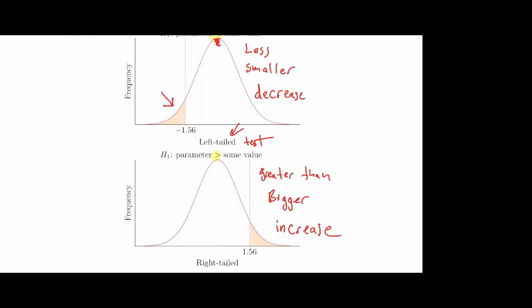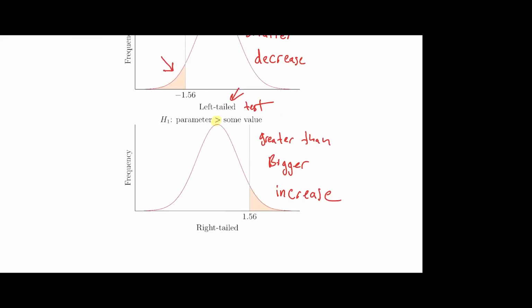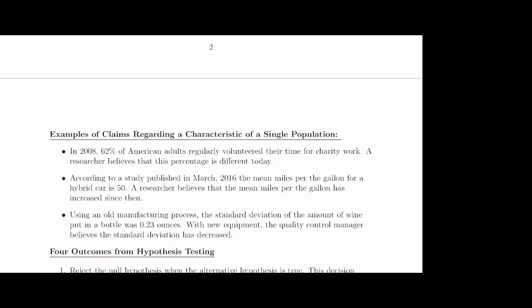Those are the three symbols that we're going to use for the alternate hypothesis. We could either say not equal to, less than, or greater than. Any question in regard to those three inequalities? All right, perfect. Let's scroll on down.